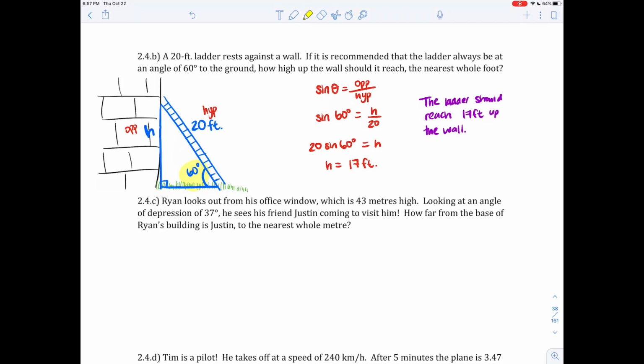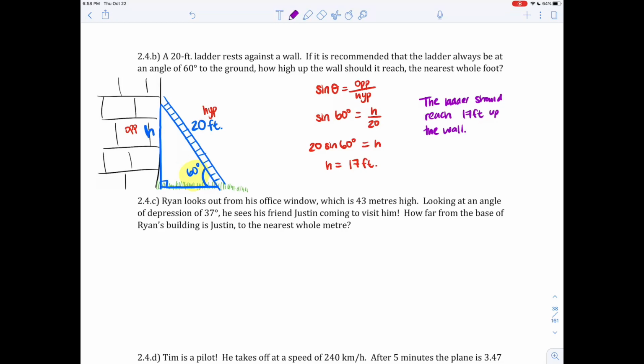Next up, we've got Ryan looking out from his office window. Oh, wait. Before I talk about this, don't forget that you can pause things. So try these next two contextual questions. See what you can do, and then you can compare to what we're doing. Don't forget. Them's the rules.